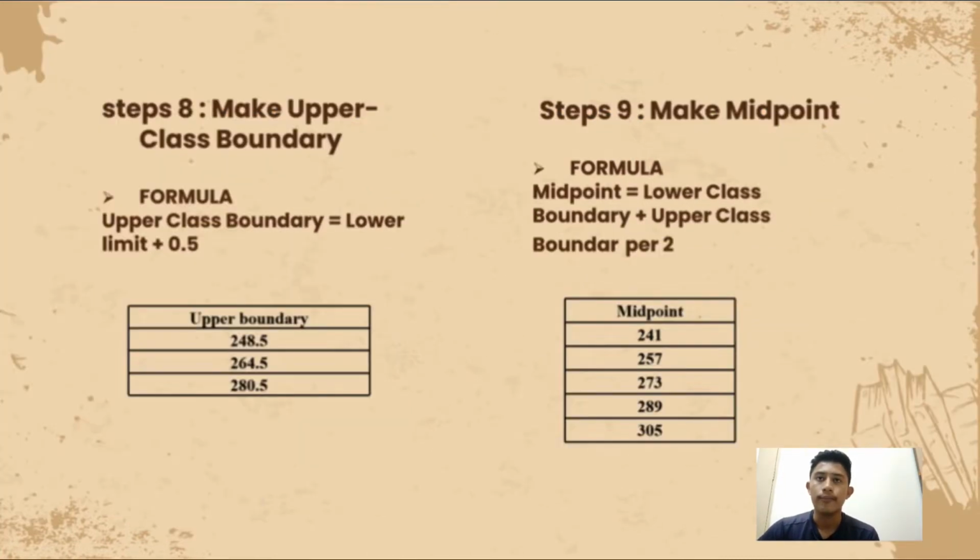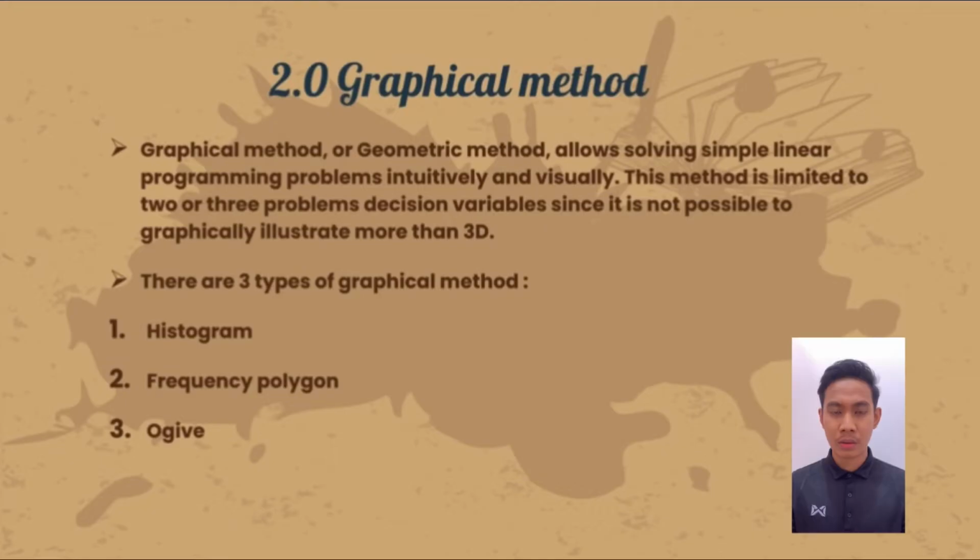Step 8: make upper class boundary. Formula: upper class boundary equals upper limit plus 0.5. The upper boundary is 248.5, 264.5 and 280.5. And the last step is step 9: make midpoint. The formula for midpoint is lower class boundary plus upper class boundary over 2.